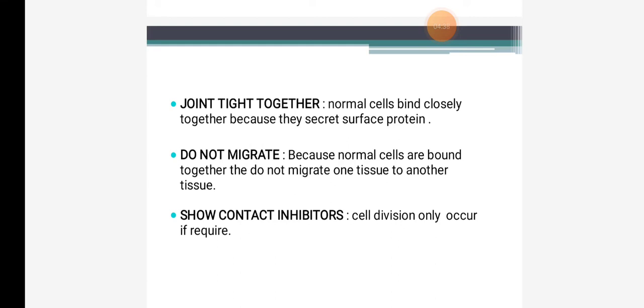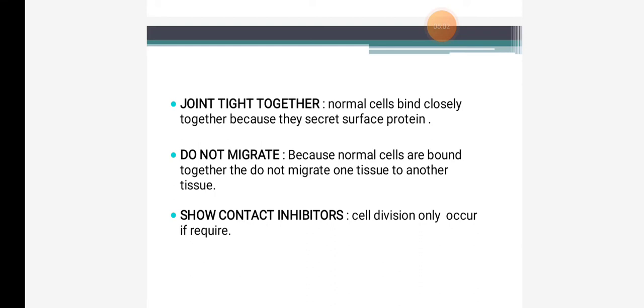Then they show contact inhibition. Cell division only occurs if required. Normal cells always respect boundaries. They know what their boundaries are and they divide only when there is a need. For example, if a person is injured, there will be a gap in the skin or maybe in the muscle.